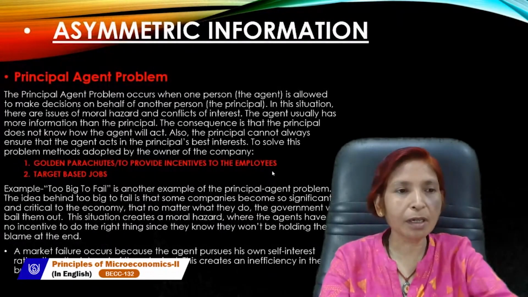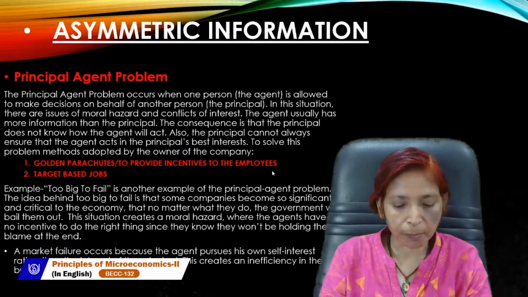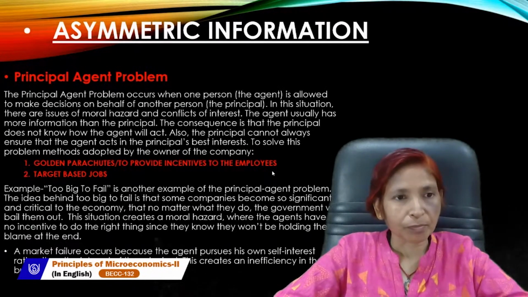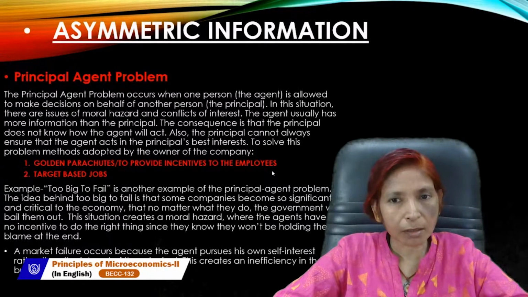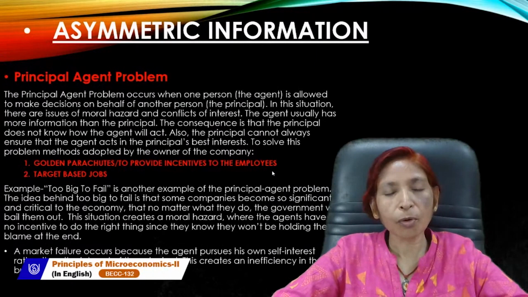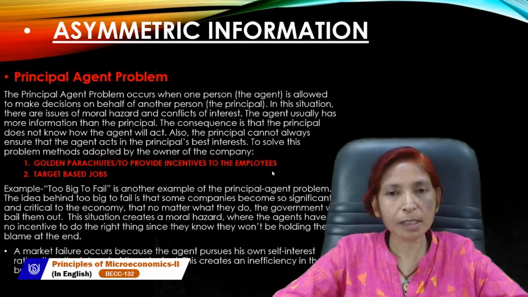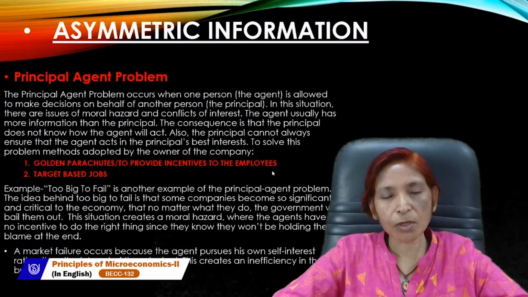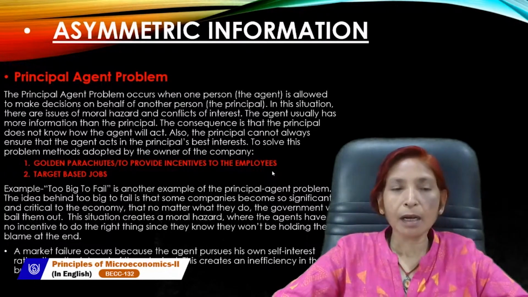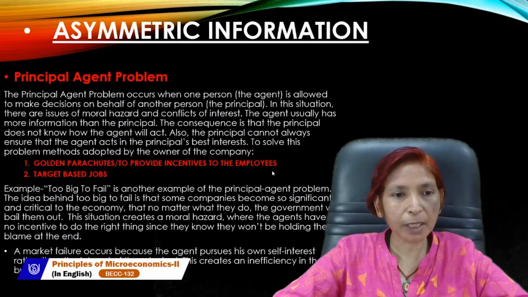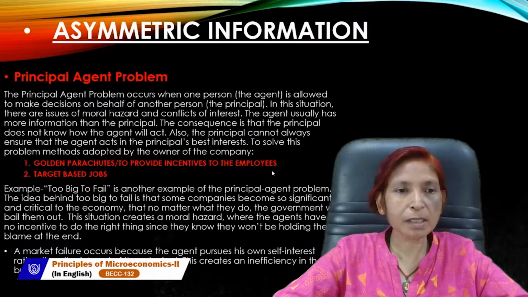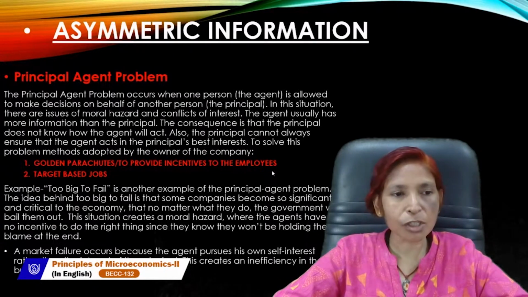Now, under asymmetric information, the principal agent problem also exists. If a principal, it means the company owner, and the manager in a company are different persons. The owner always wants to progress their company, but the manager wants to earn maximum profit. The goals of these two persons are different. The manager wants to earn maximum profit, and the company wants to gain high status or prestige. In this case, the principal agent problem occurs. The principal can't always ensure that the agent acts in the principal's best interest.